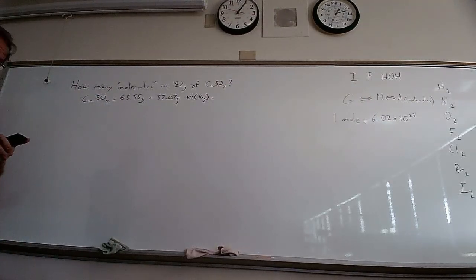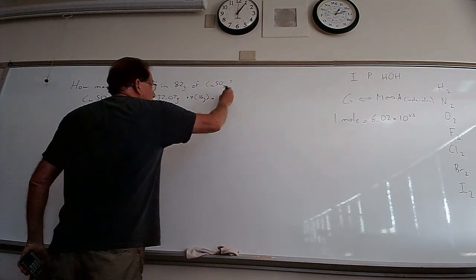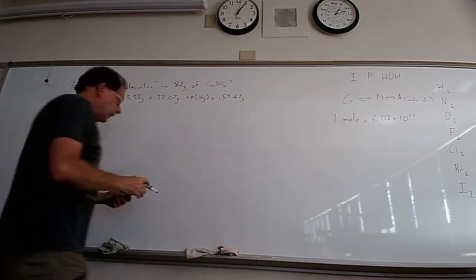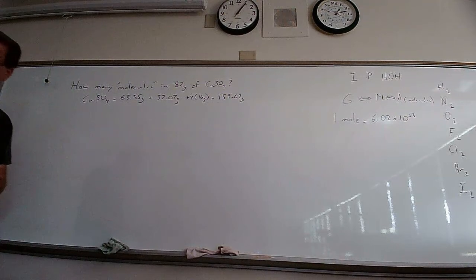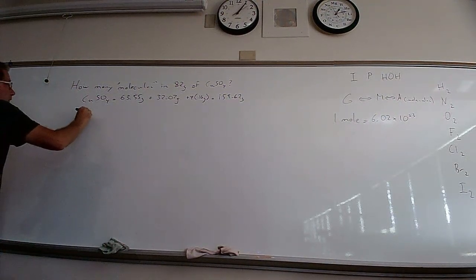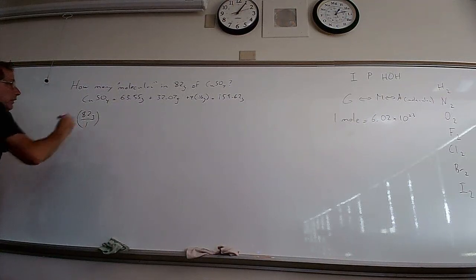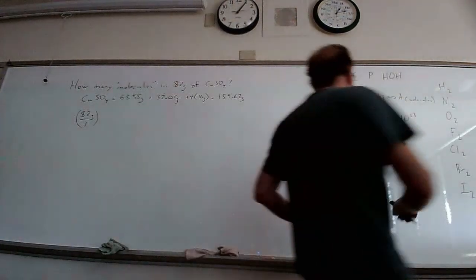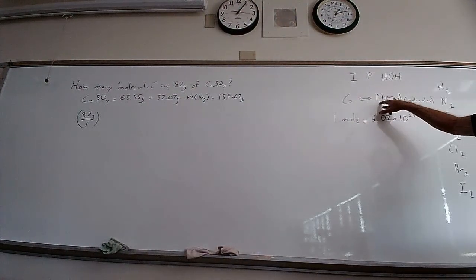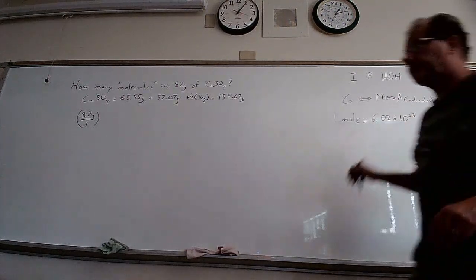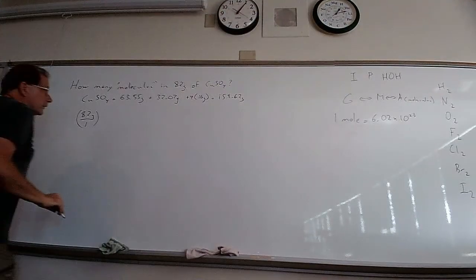I'll punch that out on my calculator. 63.55 plus 32.07 plus 4 times 16. 159.62. 159.62 grams per mole. Okay, now here we go. All right, so 82 grams over 1. I'm going to go from grams to moles to molecules this time. All right, remember you can do that backwards too.